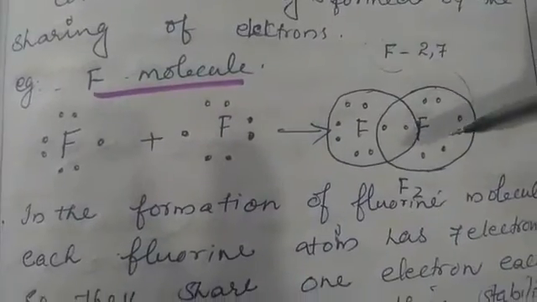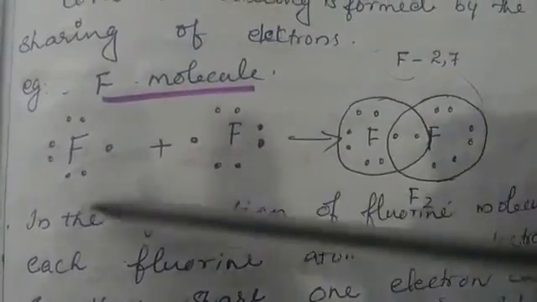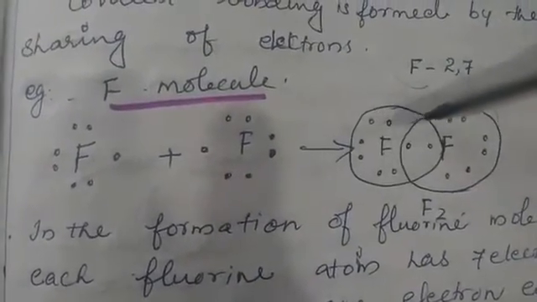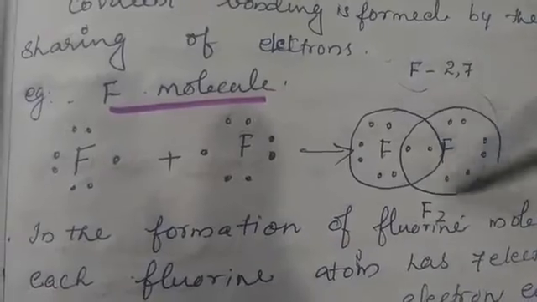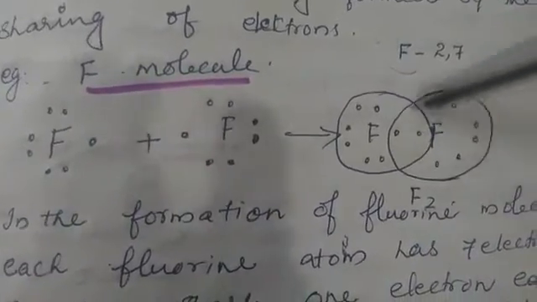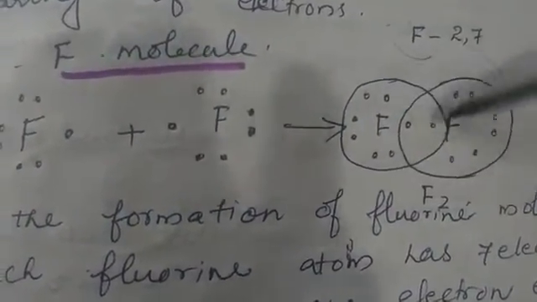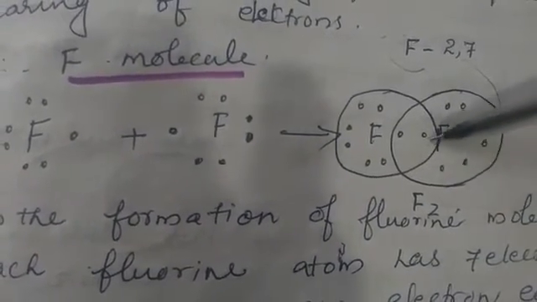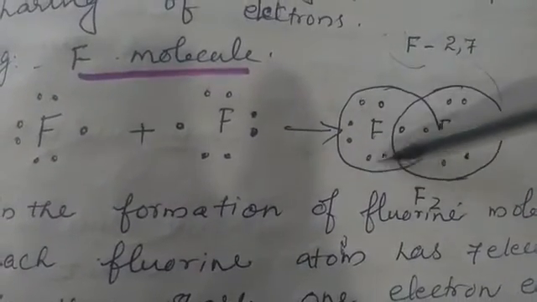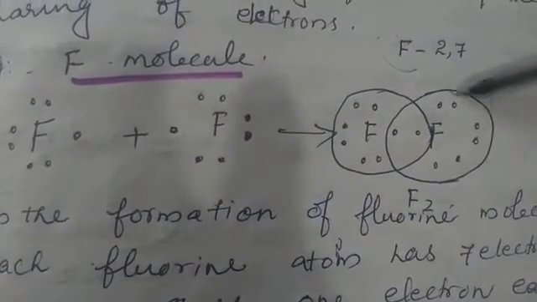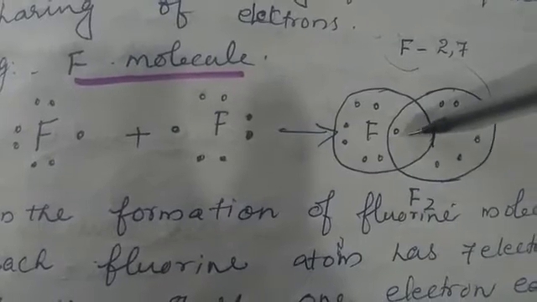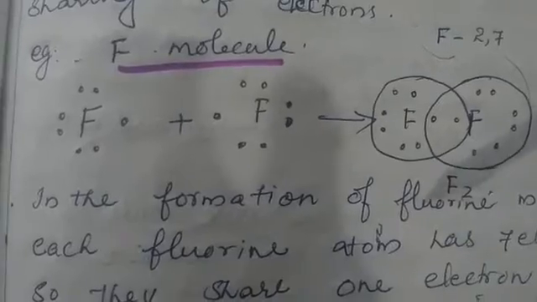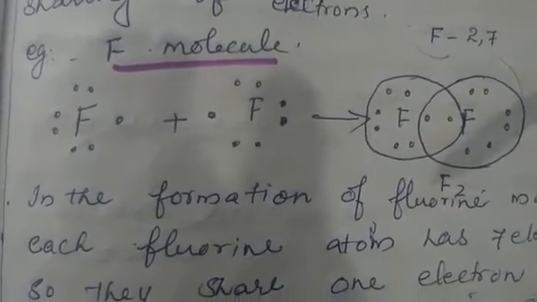So we can see once again, listen here. Fluorine has 7 electrons in its outermost shell. So both the fluorine atoms share 1 electron each. See, this is the electrons of this fluorine atom. This is the electrons of this fluorine atom. But they share this 1 electron to this fluorine atom, and this fluorine atom also shares 1 electron. So totally they shared 1 pair of electrons, and that's why it is named as single bond.